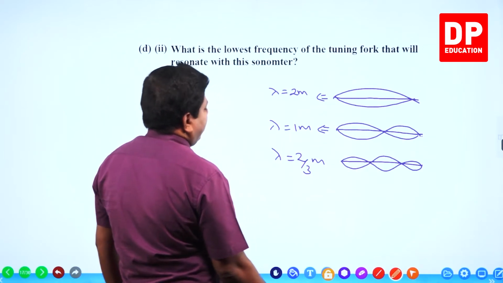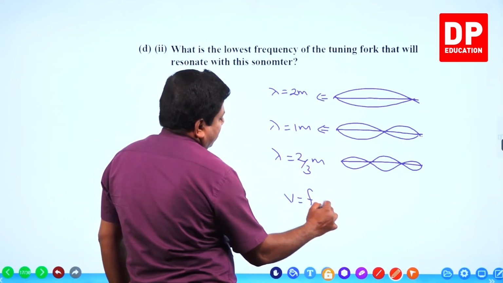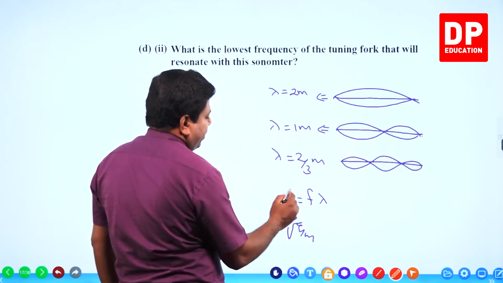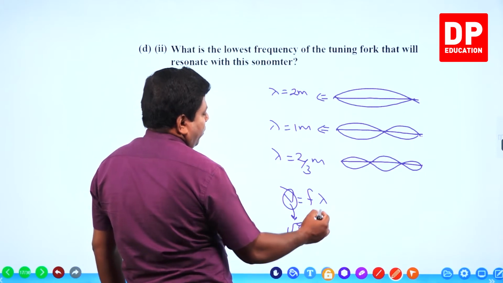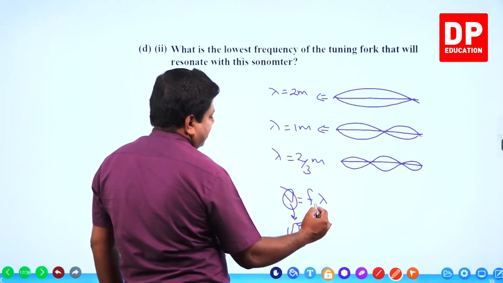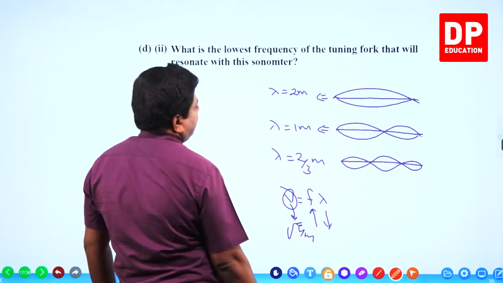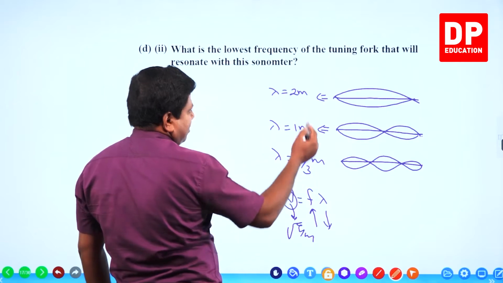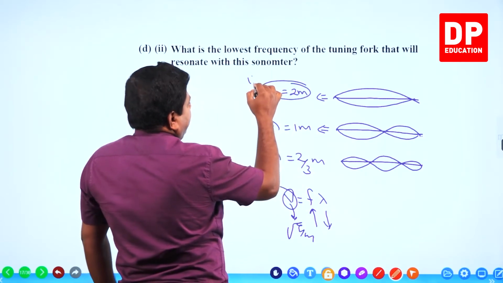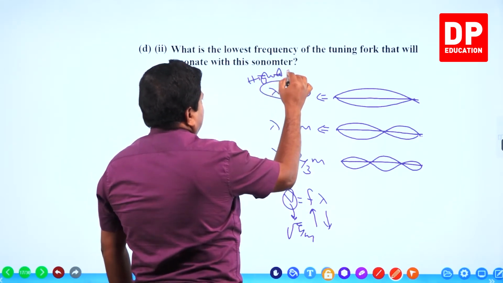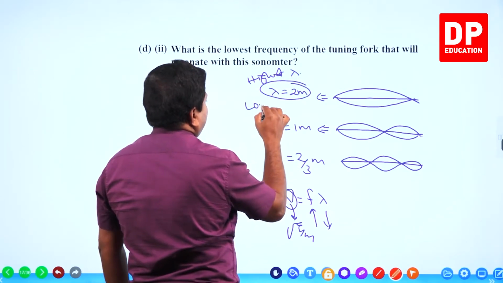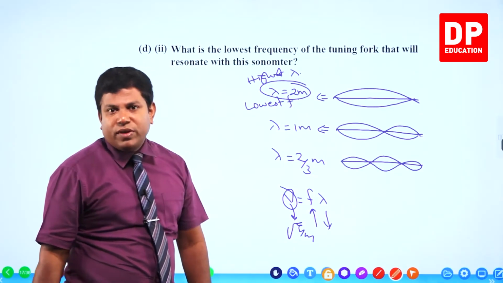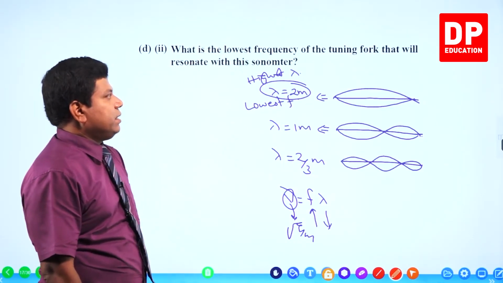Right? But V is constant, right? V is square root of T over M. T doesn't change, M doesn't change, V is constant. Then when lambda reduces, frequency will increase. So when lambda increases, this is the highest lambda. That means that will have the lowest frequency. Highest lambda will have the lowest frequency.